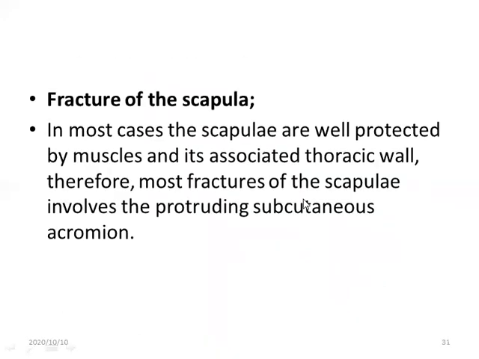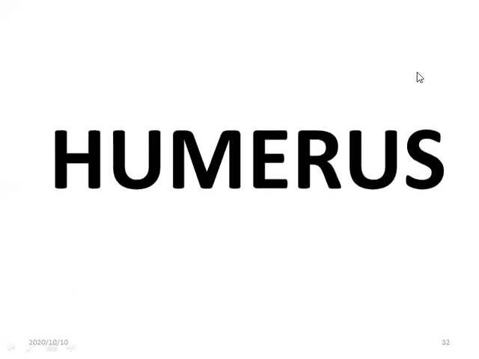Now, what are the fractures of the scapula? In most cases, the scapula is well protected by muscles. It is protected by different types of muscles and is associated with the thoracic wall. Therefore, most fractures of the scapula involve the protruding subcutaneous acromion. The acromion protrudes outward, and thus the scapula can be fractured there.